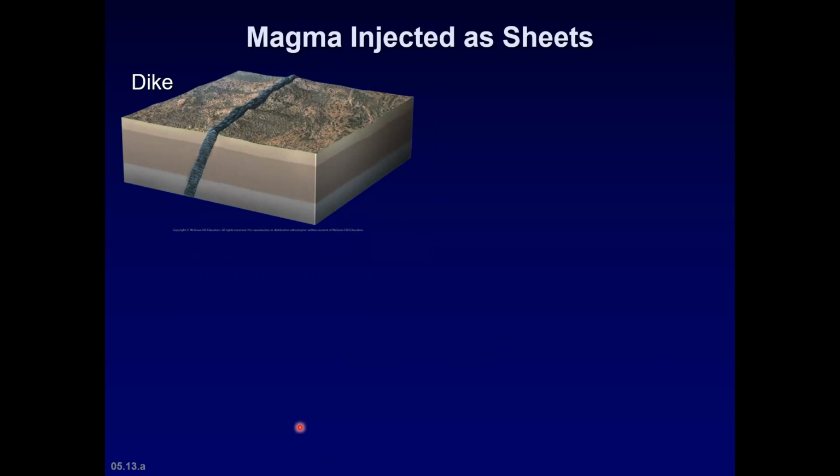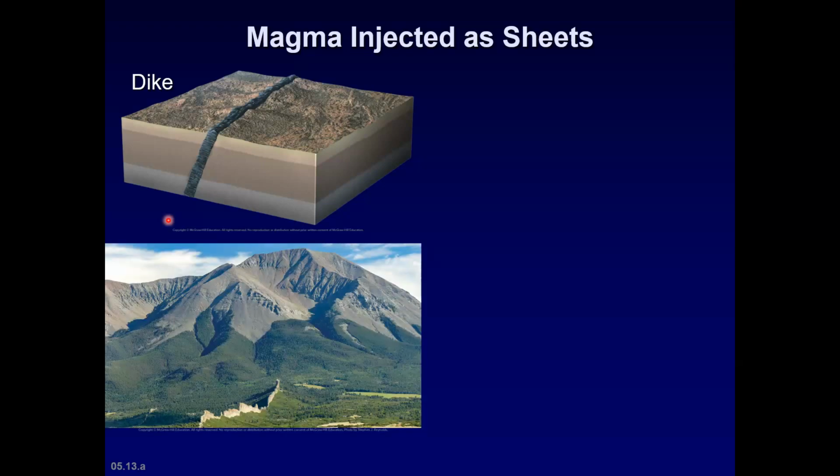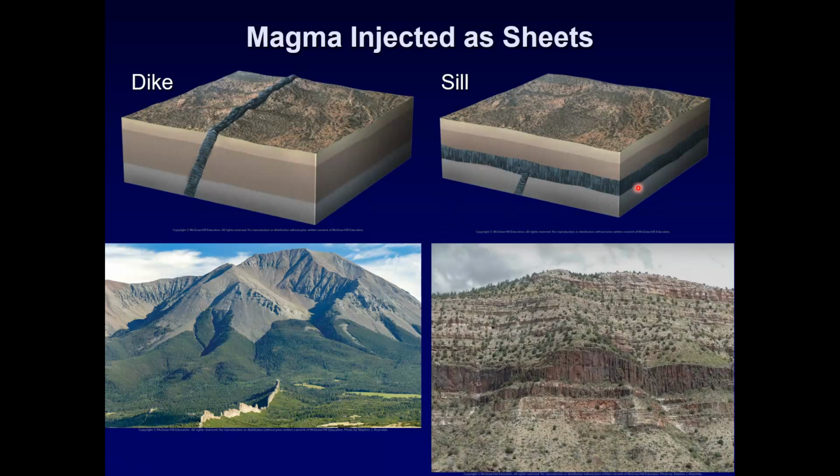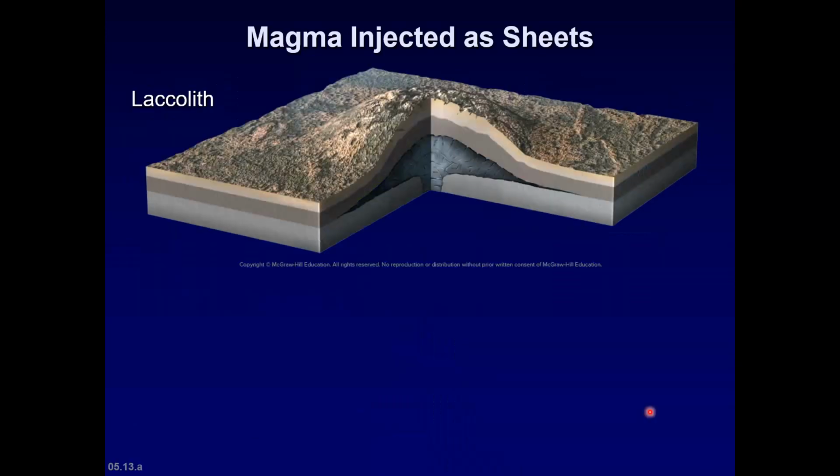All right, when magma is injected as a sheet, it can be called a dike. This is a mafic dike. It cuts across a layer, or it's quite steep. All right. Now, a sill is parallel to layers, or it's horizontal, like so. This is the dike, by the way. And this is the sill. Magma can be injected as sheets.